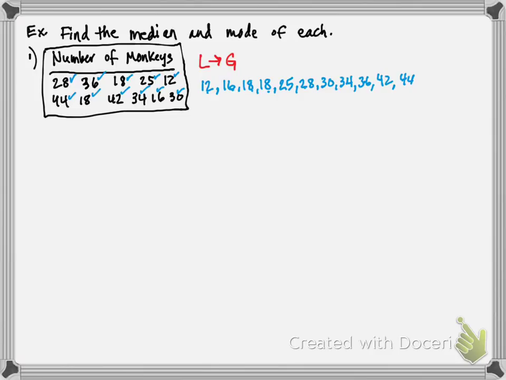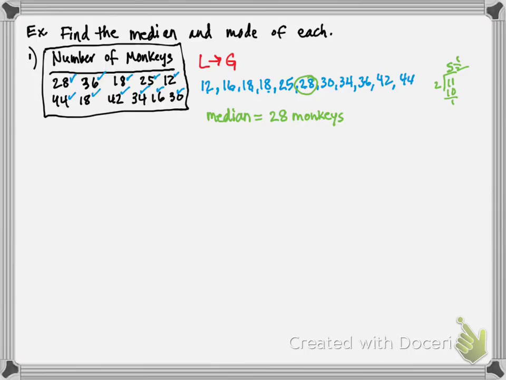I have 11 numbers. So if I cut that in half, I'm going to get 5 and a half. So that means after the fifth number should be my median. So 1, 2, 3, 4, 5. We have 28. So I had 5 in front. I should have 1, 2, 3, 4, 5 in back. I do. So that was easy. Median equals 28. And we can give it a label, monkeys. So that's the median number of monkeys at these zoos.